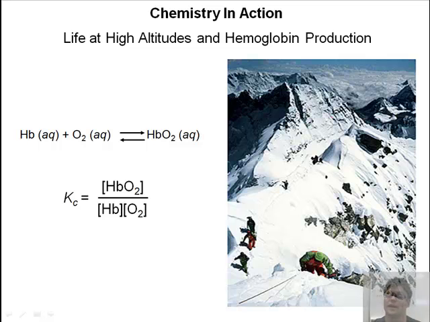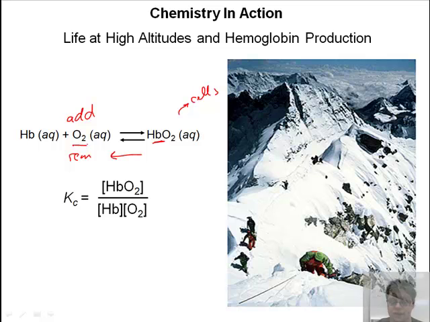Chemistry in action as well, life at high altitudes and hemoglobin production. Hemoglobin is an equilibrium system with oxygen. The oxygen fits into the hemoglobin molecule. However, when you add more concentration of oxygen, as you add the oxygen to this side, it shifts the equilibrium to the right. It makes this hemoglobin complex where it's holding the oxygen. If you remove the oxygen, it shifts towards the left, and so you're going to have less oxygen that can travel around the blood and get to your cells, and more separate oxygen with hemoglobin.